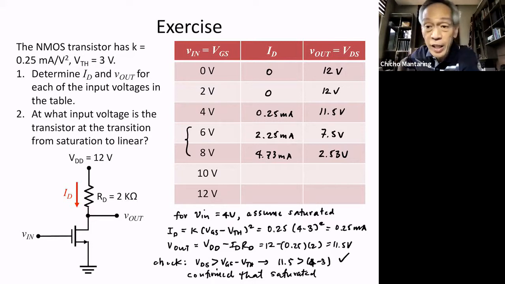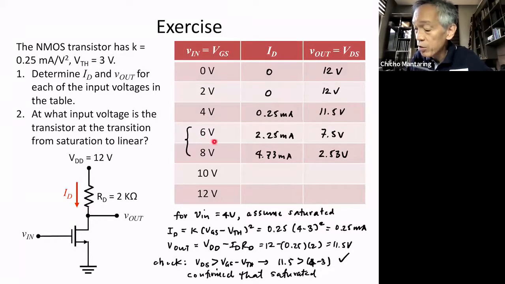Now the other transition is from cut-off to saturation, because that's the operating mode. First, it's cut-off here, then it became saturation. At what point does it transition from cut-off to saturation? Obviously, that is when Vin is equal to VTH. When Vin is equal to VTH, as long as your VDS is not 0, your VDS will be greater than VGS minus VTH, because VGS minus VTH will be equal to 0. So that would be your transition from cut-off to saturation. So that's going to be at 3 volts.